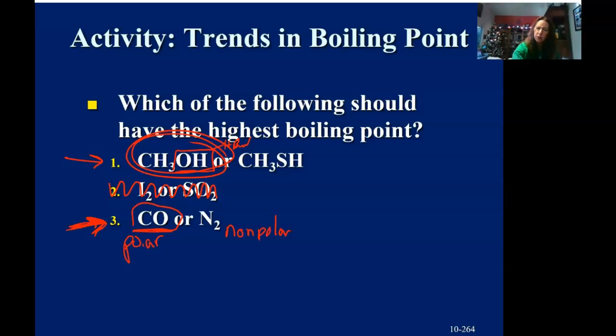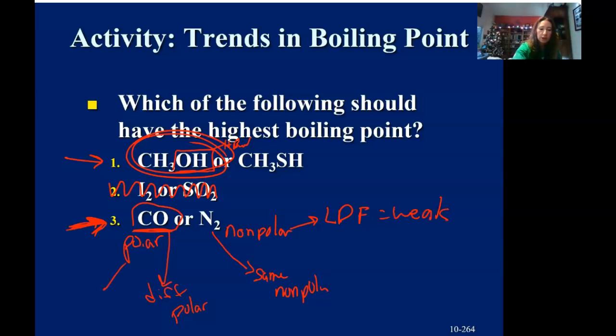Now, if you're like, how did you know it was polar or nonpolar? Remember, if there are 2 atoms and they're different, it's polar. If there's 2 atoms and they are the same, it's nonpolar. Nonpolar is LDF, London dispersion forces, which are weak. Polar, strong. The stronger it is, the harder it is to pull apart.